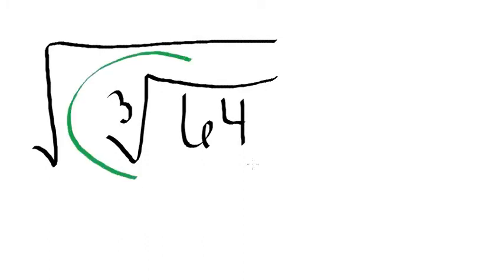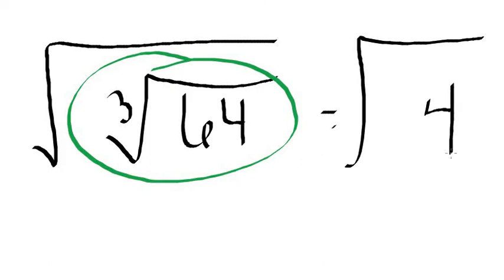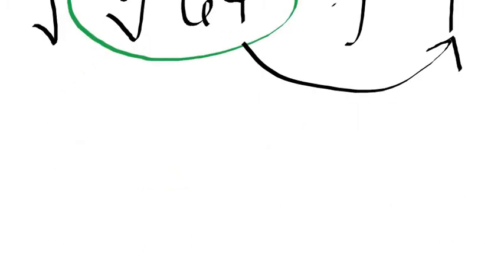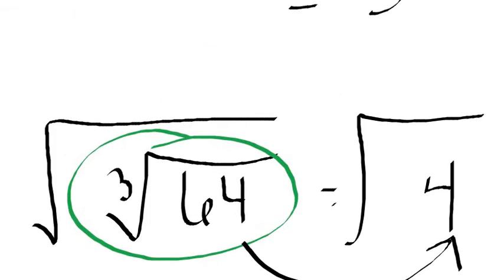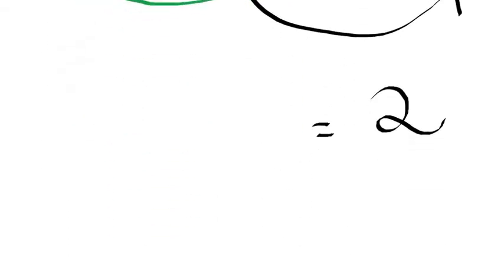The square root of the cube root of 64. So let's look at this one first, using a different color. Three numbers, x times x times x gives me 64. Well, how about 4 times 4 times 4? So this becomes 4. This is equal to 4. And then the square root of 4 is 2. Pretty simple, hopefully. I think we got a lot of problems in this section of work.